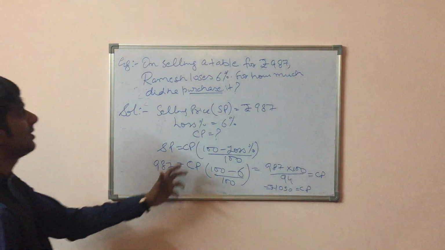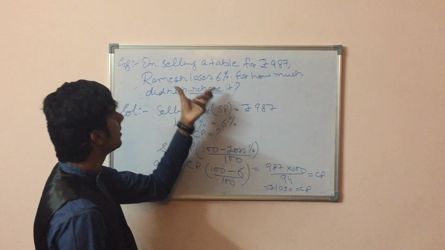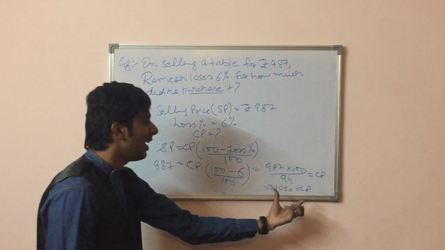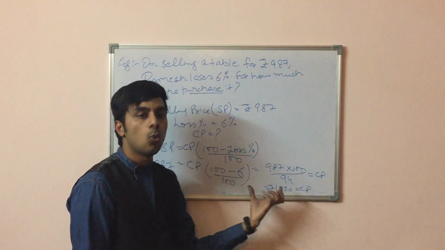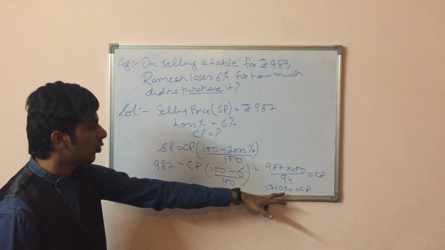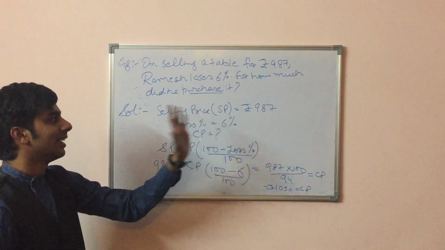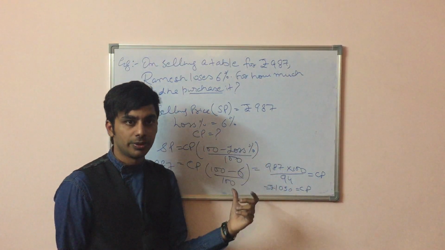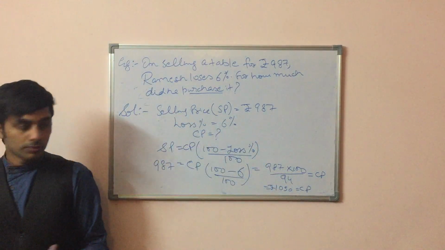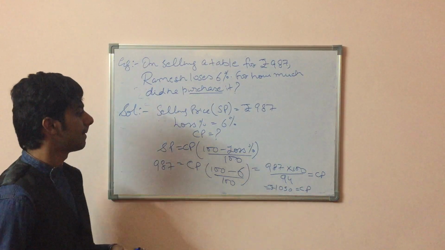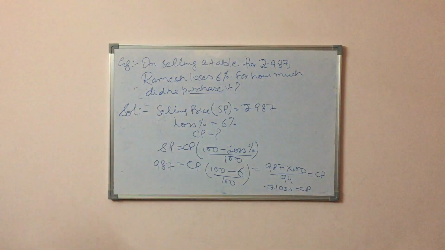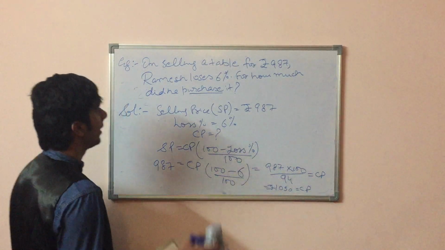So the final answer is that Ramesh purchased the table at the cost price of rupees 1050. So 1050 was the cost price and the selling price was 987. That's why he's getting a loss of 6%, right? Let's do one more example on it.